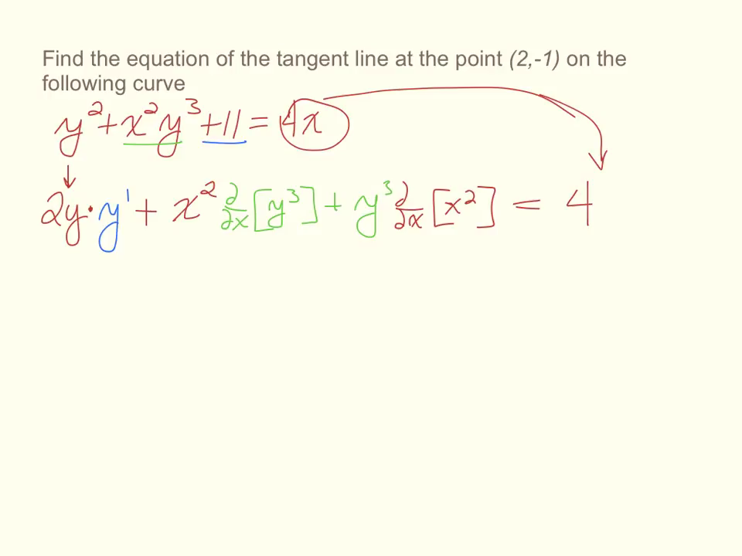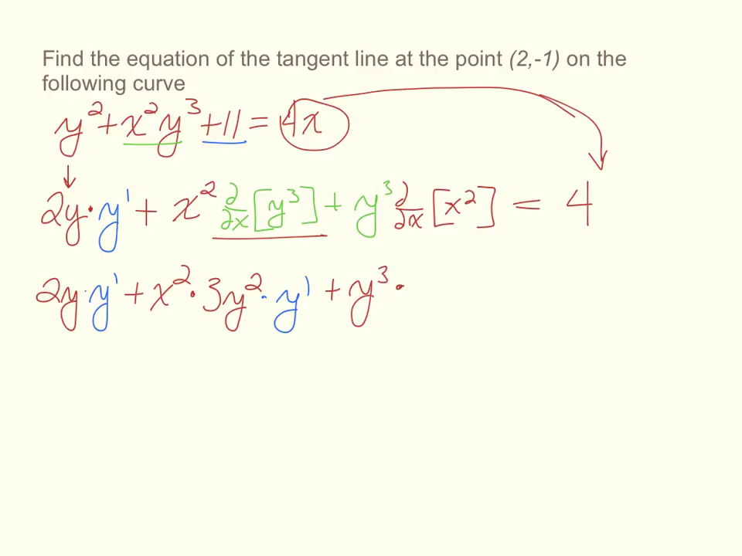So we still have 2y times y prime plus x squared, and when we take the derivative of y cubed, we treat it just like the x, we use the power rule. So we're going to multiply this by 3y squared. But since we're taking the derivative of y, we need to attach a y prime. Continuing, we will add to that y cubed times the derivative of x squared, which is 2x, and that equals 4.